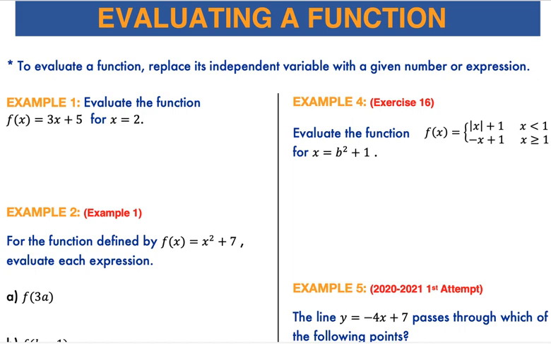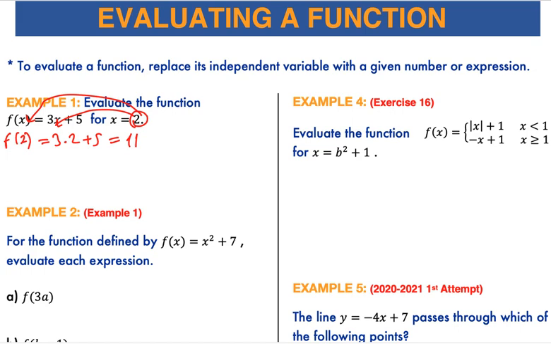First example, evaluate the function at x equals 2. In order to evaluate a function, all we need to do is substitute the given value for x. So wherever we see x in the function, we will replace it with 2. So f of 2 equals 3 times 2 plus 5. 3 times 2 is 6. 6 plus 5 is 11.